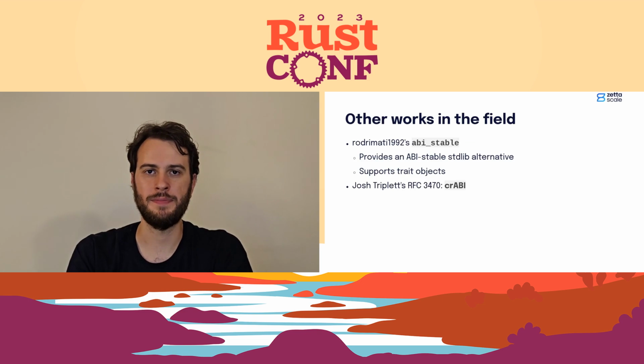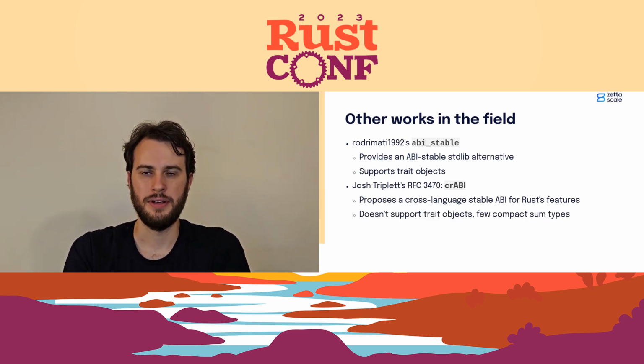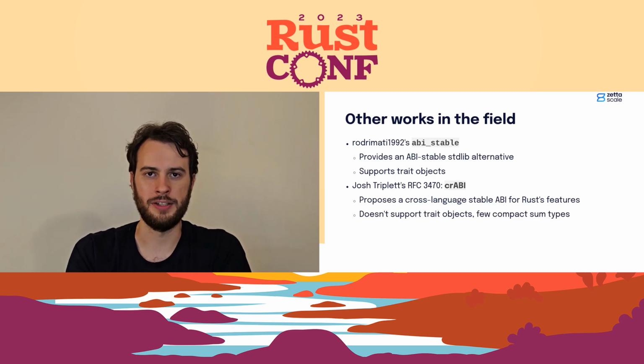Josh Triplett has made RFC 3470 Crabby to propose a cross-language stable ABI that supports a bit more of Rust. Notably, it supports slices, so you can now know whether or not the start or the length is the first field of a slice. It doesn't support trait objects though, and only few compact sum types are defined, kind of on a case-by-case basis.